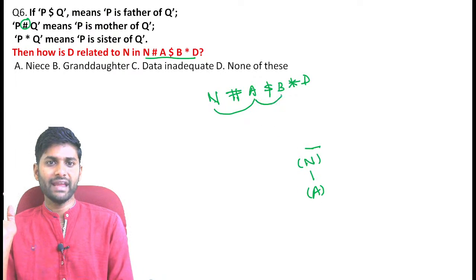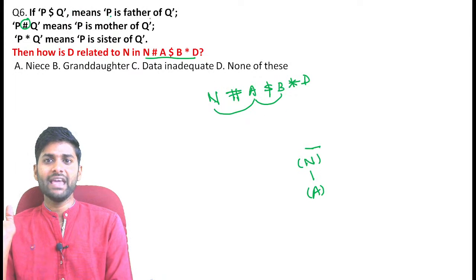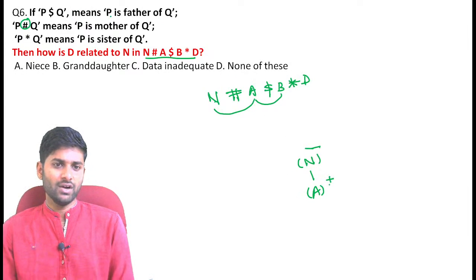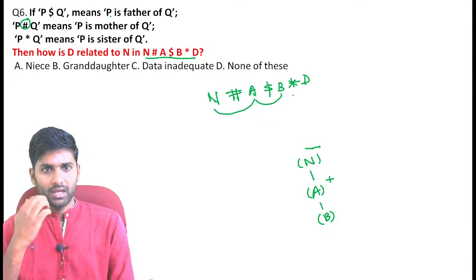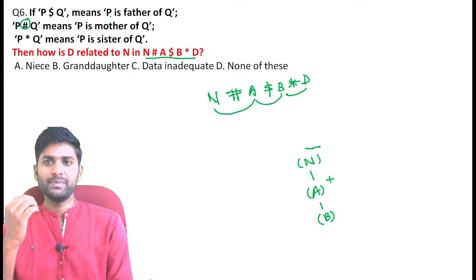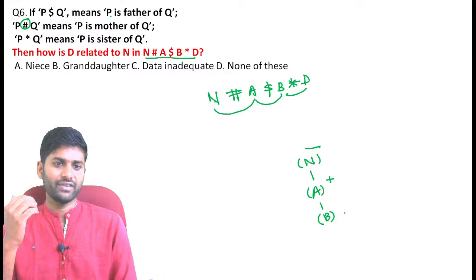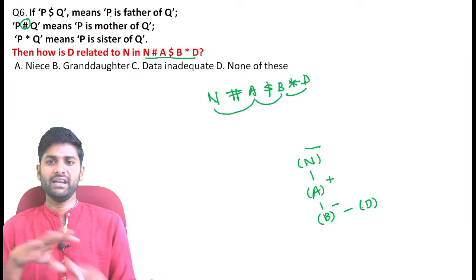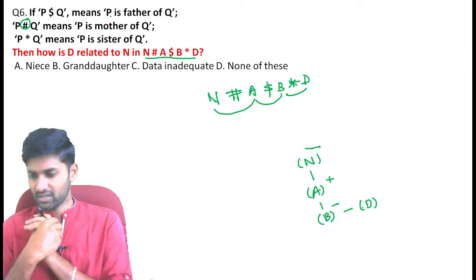Now you can read A dollar B. A dollar B means A is the father of B. Next one, B star D, guys. B star D means B is the sister of D. For the entire information, we don't know the gender of D.